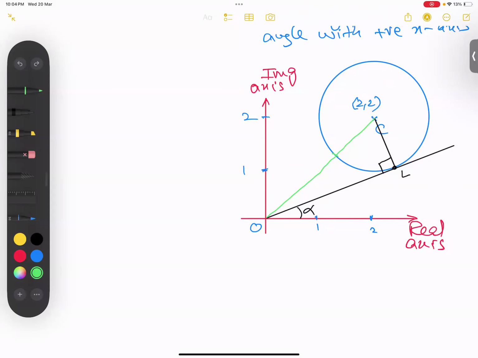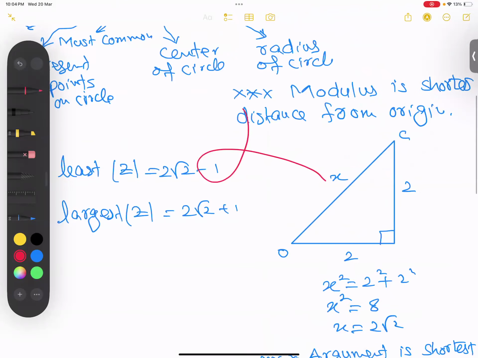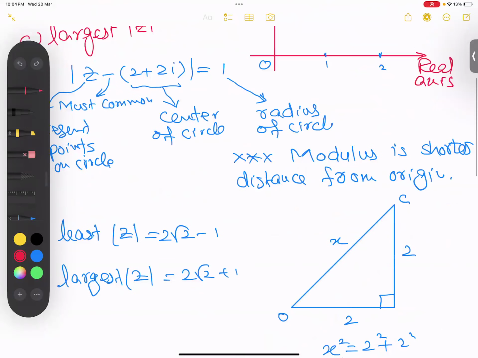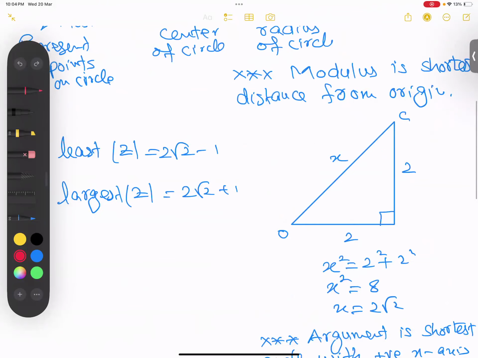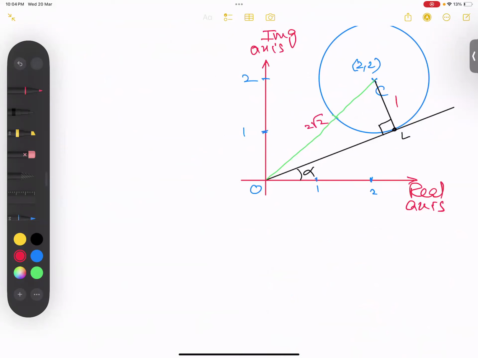So this is a radius. The radius is 1. So this gap is 1. And this gap I just found, O to C, is 2 root 2. Using this data, I can find this theta. I call this theta, but I need alpha.